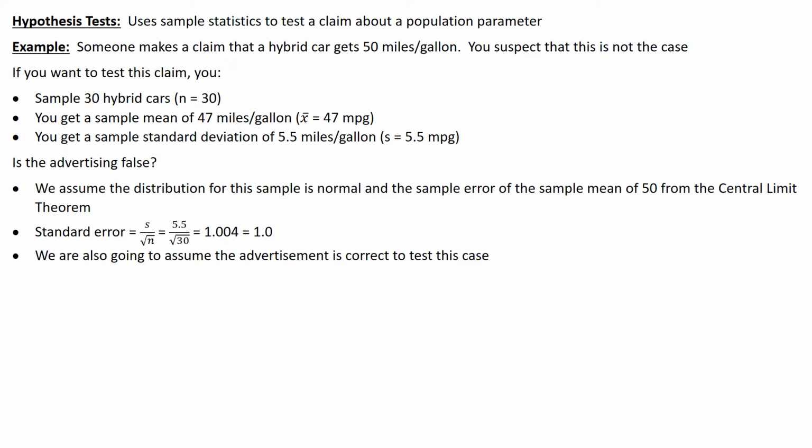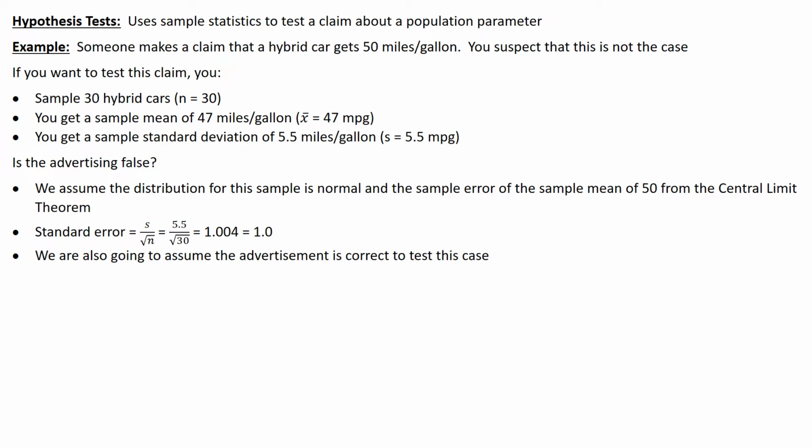Someone makes a claim that a hybrid car gets 50 miles to the gallon. You suspect it's not the case. If you're going to test this claim, you would sample 30 hybrid cars, so our n is 30, and you find out the sample mean of these 30 cars is 47 miles to the gallon. You get a sample standard deviation of 5.5 miles to the gallon. Now we have to determine if this advertising is false or not, based on the sample of 30 cars compared to what the original claim was.